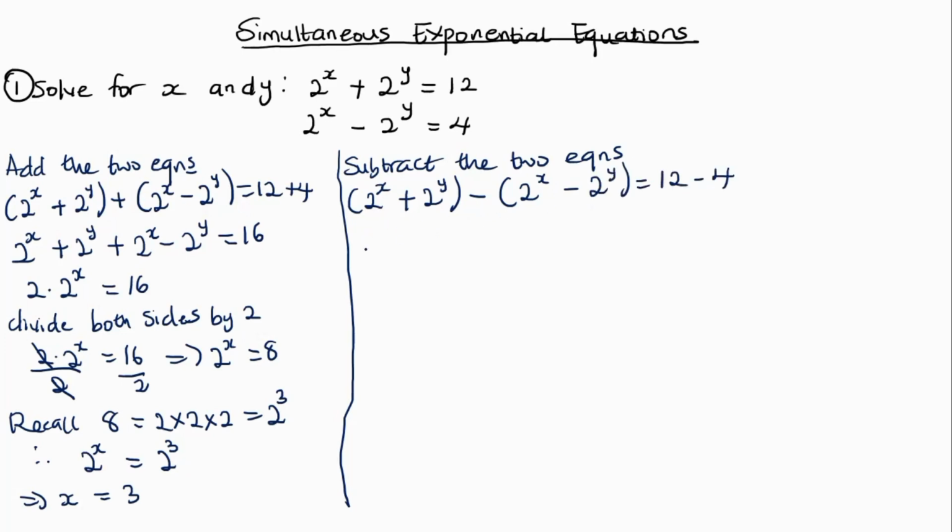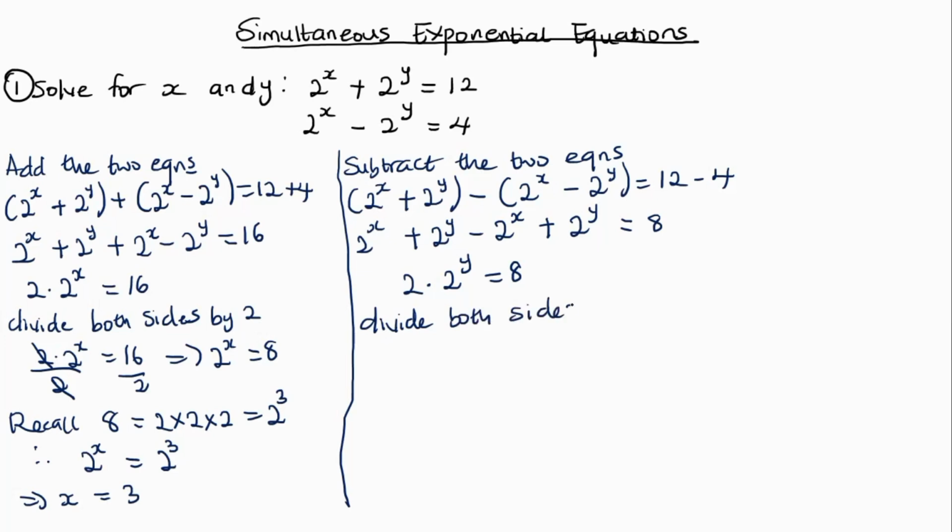Alright, now if we're going to open up this brackets, we have 2 power x plus 2 power y. This multiplies, we have minus 2 power x. This times this, we're going to have plus 2 power y equals to 12 minus 4 is going to give us 8. So we have 2 power x minus 2 power x is going to give us 0. And we have this to be 2 dot 2 power y is equals to 8. So all we want to do is to divide both sides by 2.